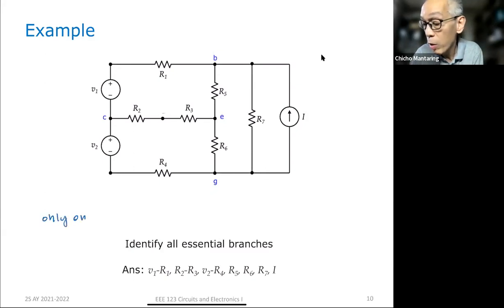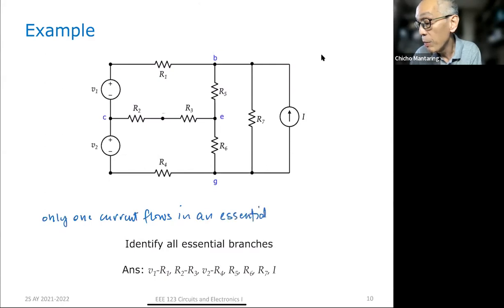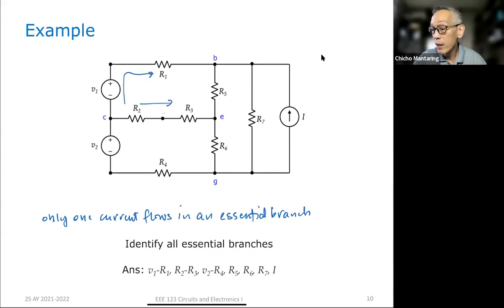Only one current flows in an essential branch. Okay. Only one current flows in an essential branch. In other words, if I wanted to know how many branch currents there are in this particular circuit, that would be equal to the number of essential branches. Okay. So I have one current here, one current here, one current here, and so forth. No? Maybe a current there, another current there, and a current there.